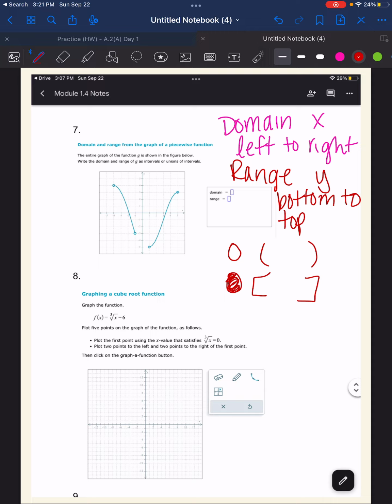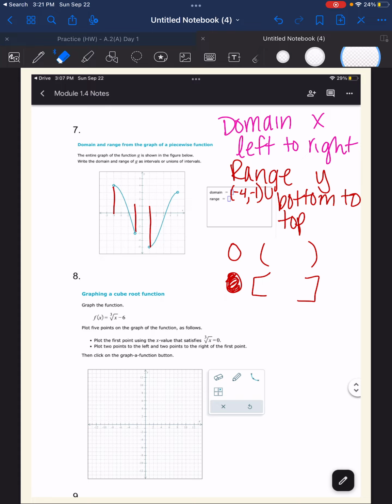All right, domain left to right. My left side is -4, and it's an open circle, and it ends over here at -1. But we also have another graph that starts at 1.